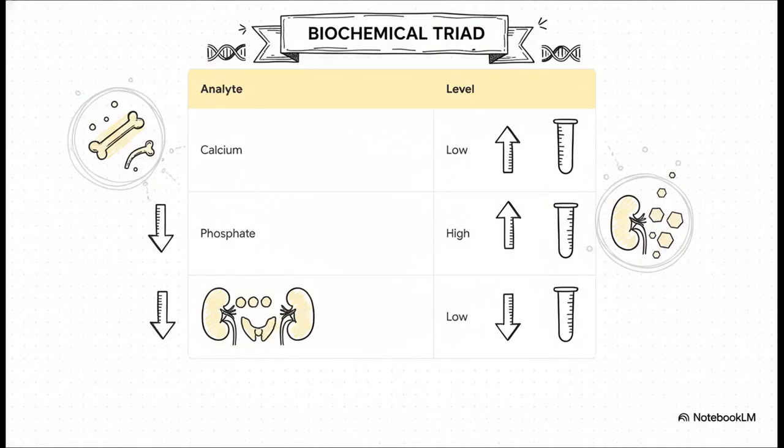This lack of PTH gives us a classic biochemical triad. First, without PTH, you get less calcium pulled from the bone and less reabsorbed in the kidneys, which leads to low calcium in the blood, hypocalcemia. Second, the kidneys can't get rid of phosphate properly, so phosphate levels go up, hyperphosphatemia. And of course, the PTH level itself is low. This pattern, low calcium, high phosphate, low PTH, is a hallmark you absolutely need to recognize.